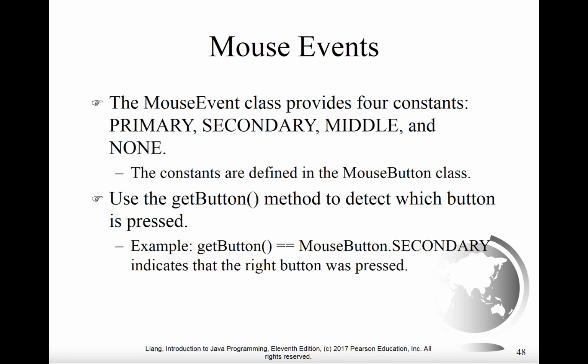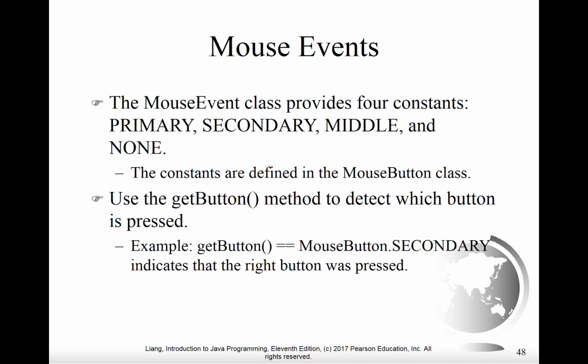Generally, the primary button is the left mouse button. That's the one you click most of the time for most of the things you do. The secondary button is the right mouse button. And if the mouse happens to have a middle button, then that will be another possibility in terms of mouse events. The constants that you see in the top part of this slide, primary, secondary, middle, and none, refer to buttons, and they can be queried using an appropriate method, specifically the getButton method.